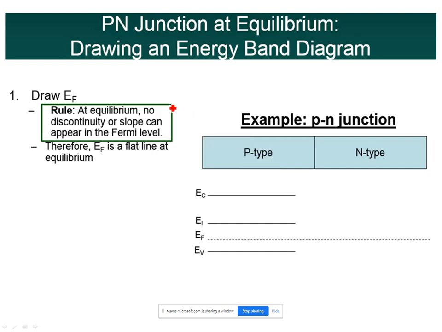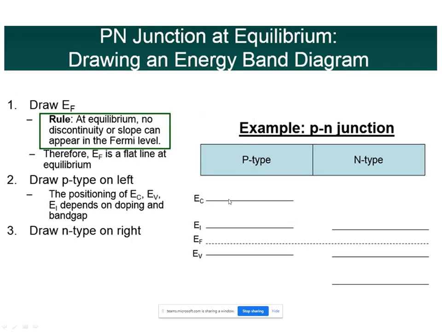I said that as soon as there is equilibrium, there should not be any discontinuity or slope. Therefore, we will first draw a continuous, slopeless Fermi level. So I have first drawn this slopeless and continuous Fermi level. So rule 1 is followed here. Next, we are drawing the p-type on the left hand side.